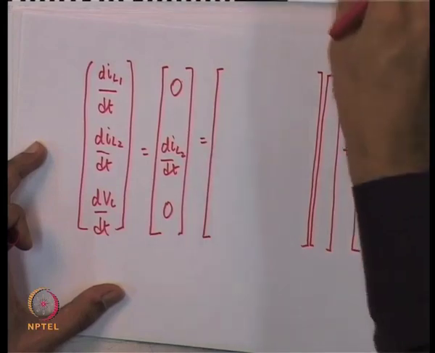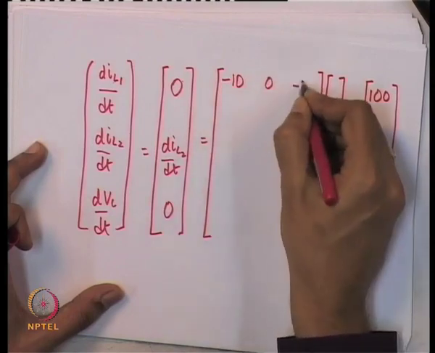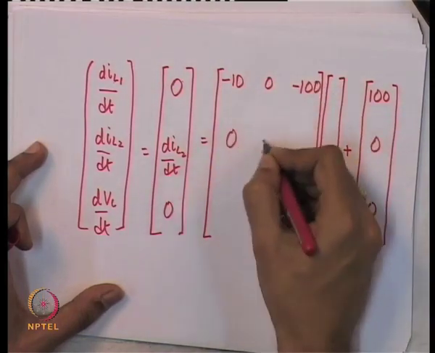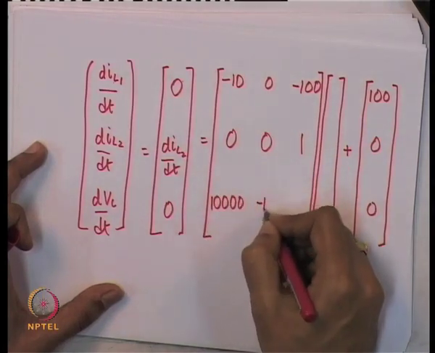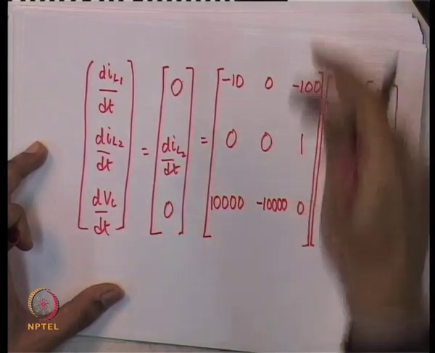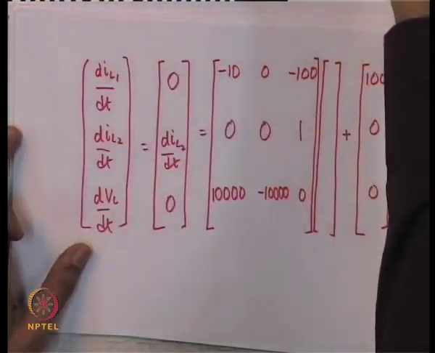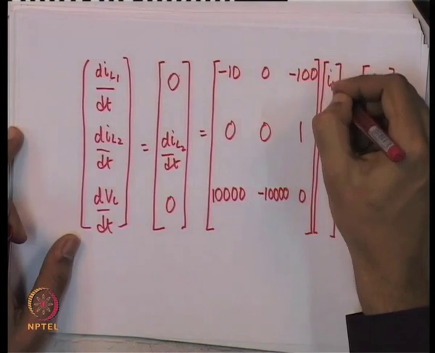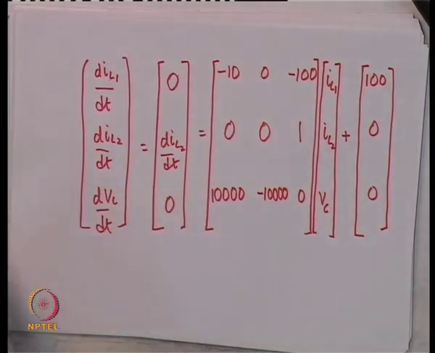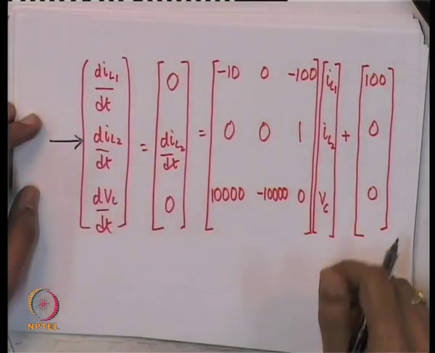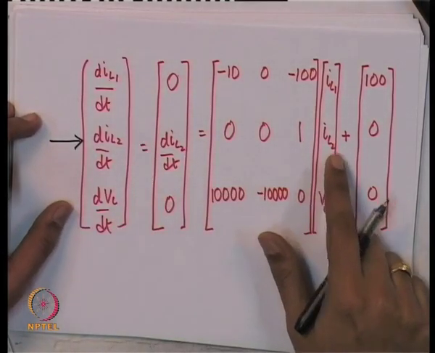The rest of the things remain exactly the same. So, what I have done is just set these two things to 0. In that case, what we have here is only one differential equation corresponding to IL2, and IL1 and VC can in fact be written in terms of IL2.